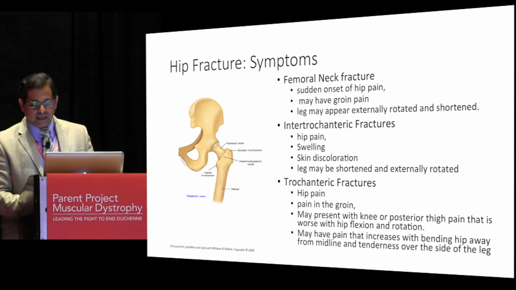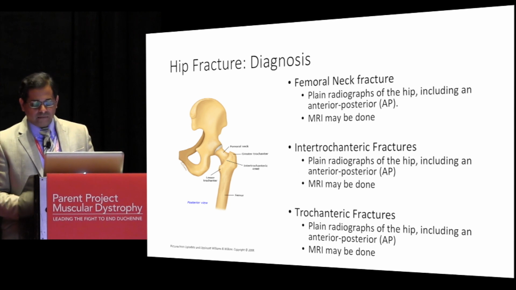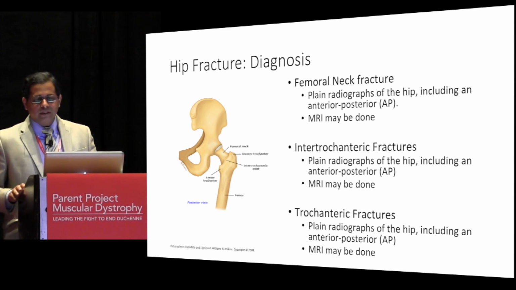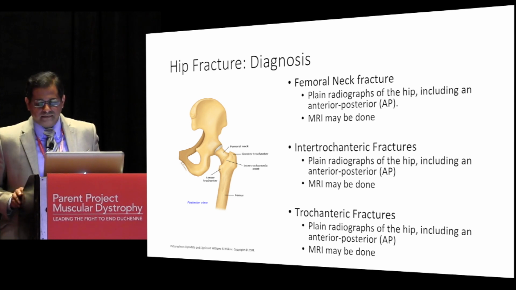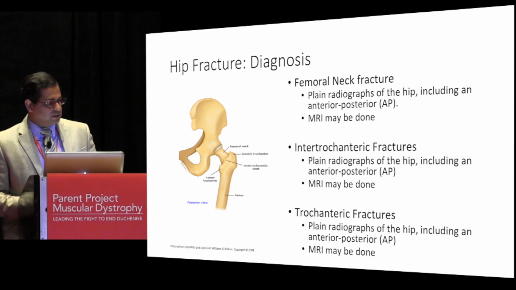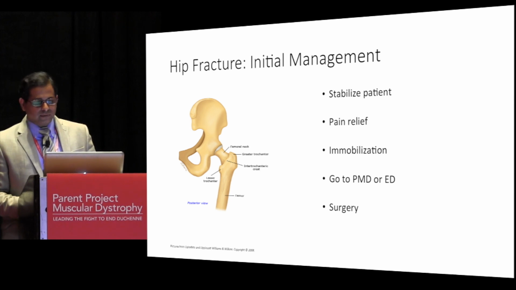If it is, you can have pain that goes to the knee or to the thigh, or there may be pain in bending. So in this case also, you've got to get hip X-rays, and you've got to have AP X-rays. Those are the things to note. Sometimes they may do MRIs.